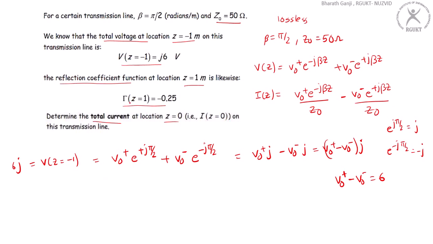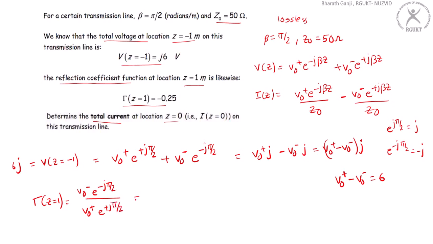The other condition is given as the reflection coefficient at z equal to 1 is minus 0.25. So what is the reflection coefficient formula at any value of z? It is nothing but the reflected wave divided by the incident wave. So we want the reflection coefficient at z equal to 1. Because beta is pi by 2, in place of beta let me put pi by 2 here and pi by 2 here.